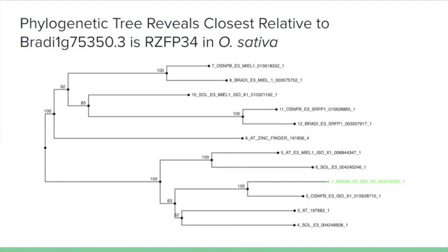degradation with ubiquitin. The phylogeny illustrates that B. distachyon's own RZFP34 gene was closely related to RZFP34 proteins in the other 4 organisms, with the closest relationship being with RZFP34 in O. sativa.